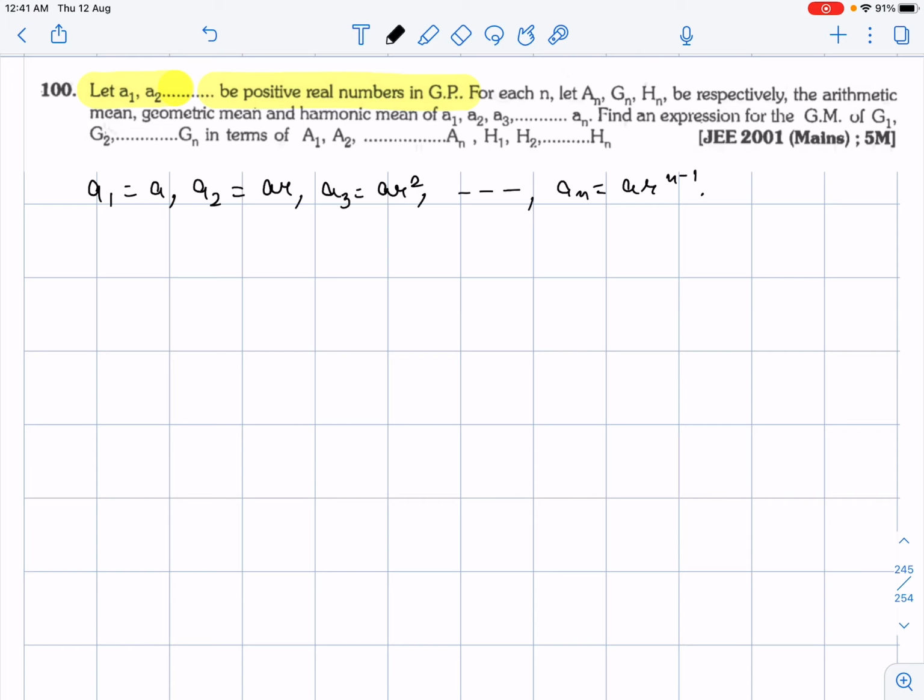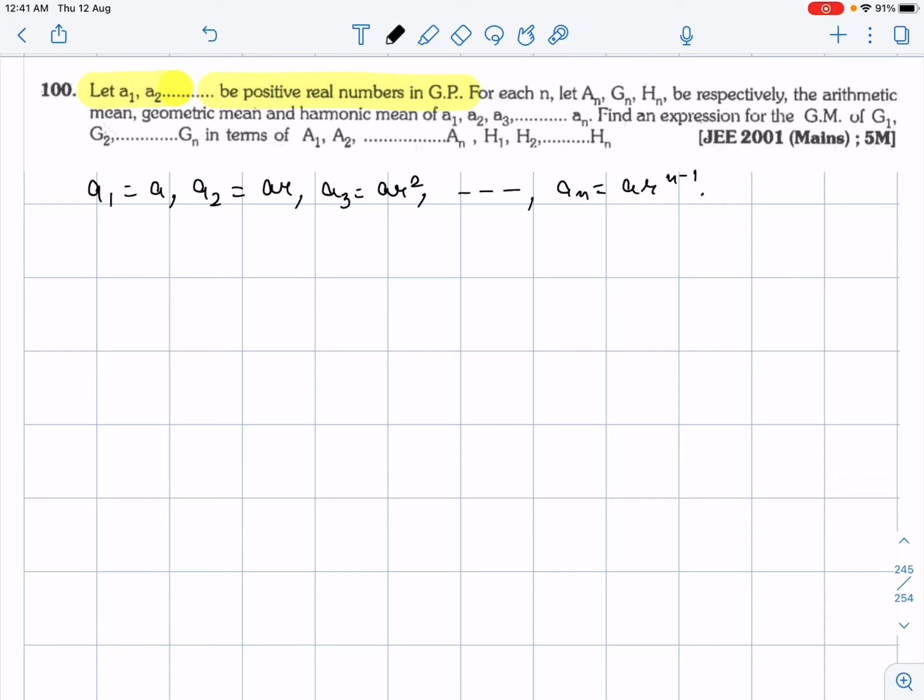For each n, An, Gn and Hn are respectively the arithmetic mean, geometric mean and harmonic mean of a1, a2, a3 and so on up to an. Find an expression for the geometric mean of G1, G2, G3 and so on up to Gn in terms of A1, A2, A3 and so on up to An, and H1, H2, H3 and so on up to Hn.